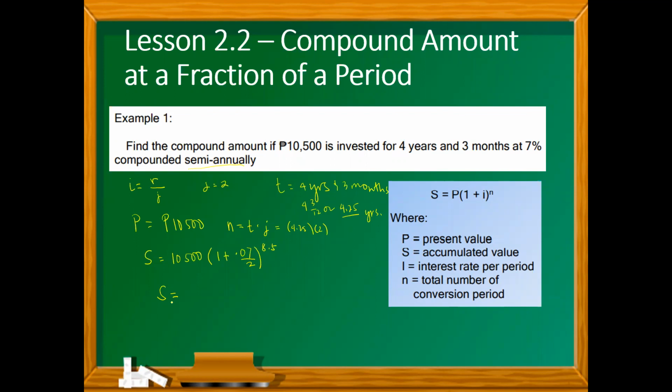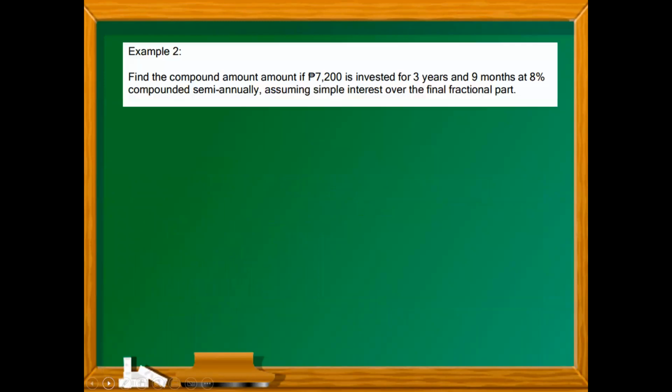For this one, we have the accumulated value equals 14,066.38. So there must be a discrepancy with the value presented in the module, but it's the same, no? So a little difference only. Okay, so it's still working on the accumulated value at a fraction of time or fraction of a period. This time, let's proceed with the second example.